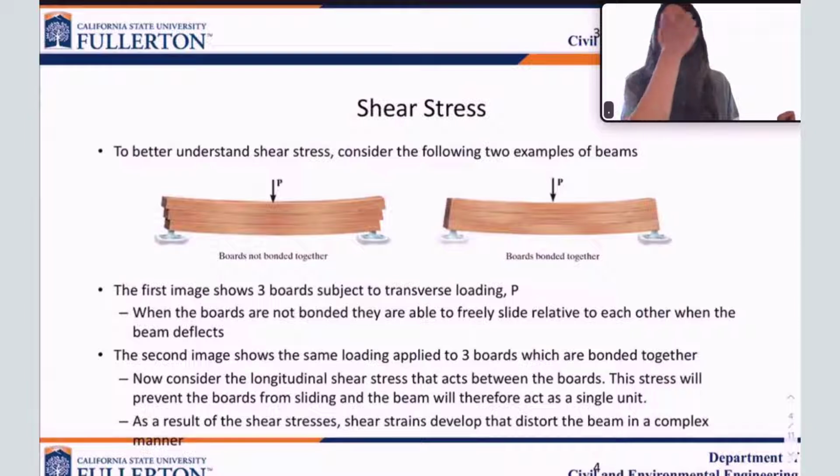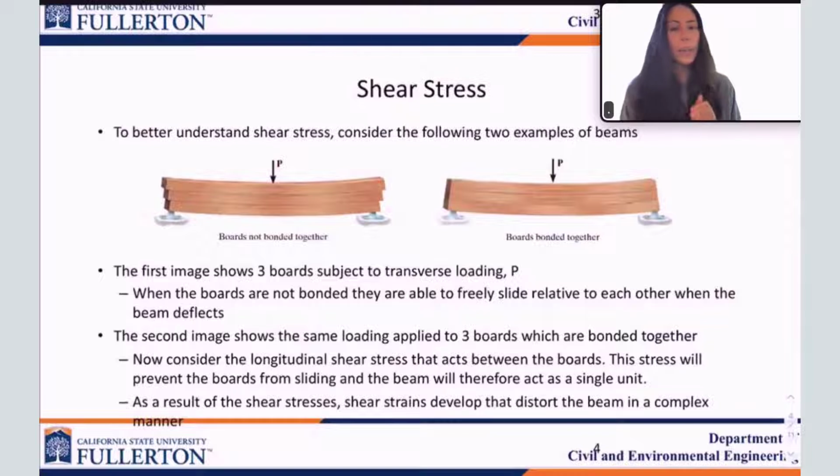Okay, let's go through this example to better understand shear stress and put it in context in the real world, okay? Let's consider the following two examples of beams. On the left here, we have an image of what looks like a beam, but really you can think of this as a bunch of wooden boards that are not connected to each other. They're not bonded. When we load those boards with some load P, you can see that those sides slide relative to each other as the beam deflects due to the load P.